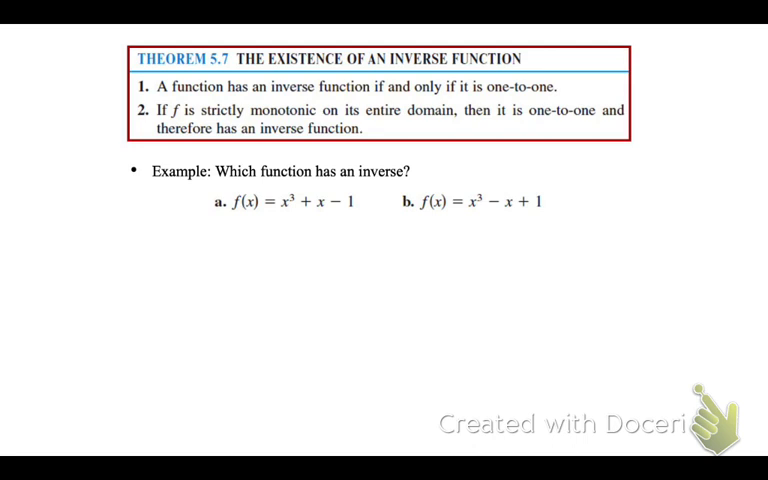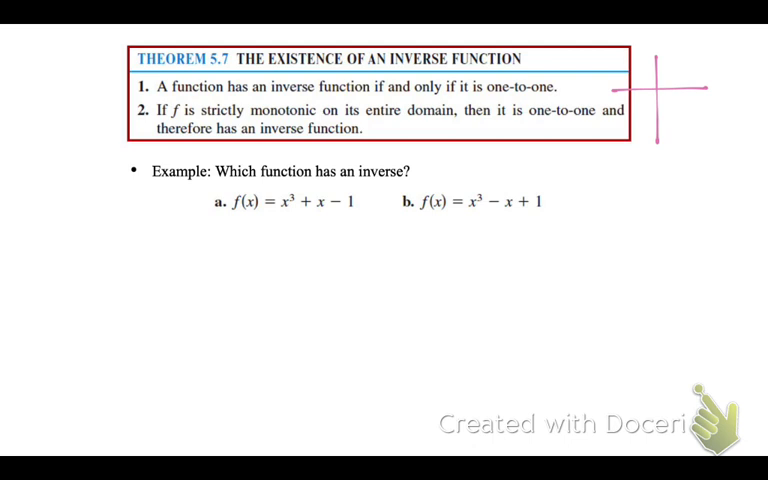Finding an inverse function. It has to be 1-to-1, meaning every x has one y and every y has one x. It means it passes both the vertical line test and the horizontal line test. Remember doing those things? And if f is strictly monotonic on its entire domain, then it is 1-to-1 and therefore has an inverse function. Now I want to stress this. Every equation has an inverse. Not every equation has an inverse function. Does that make sense?